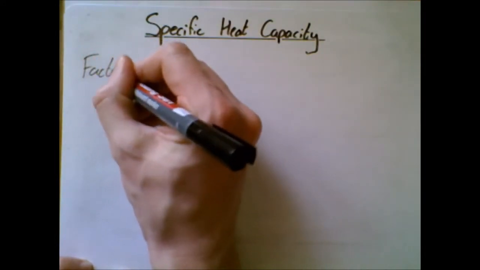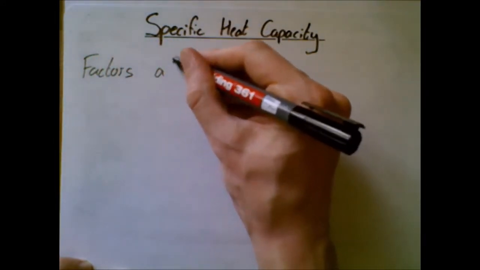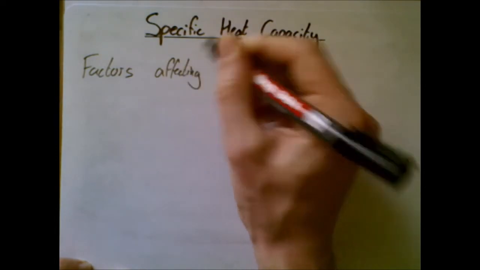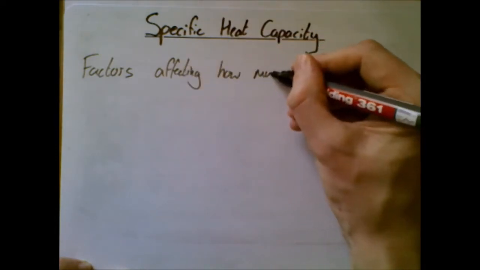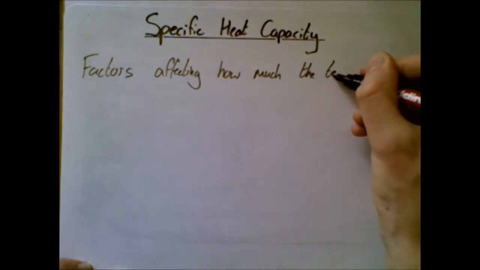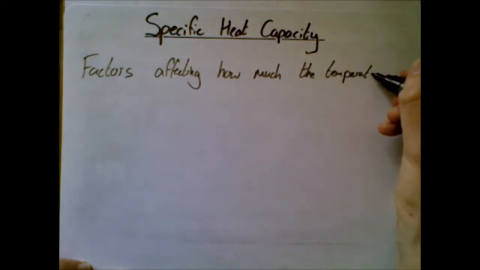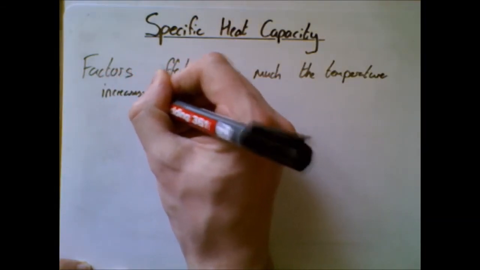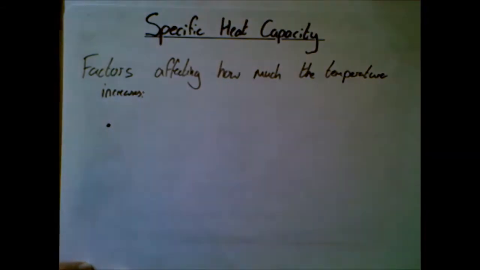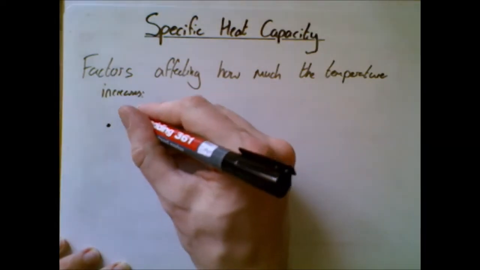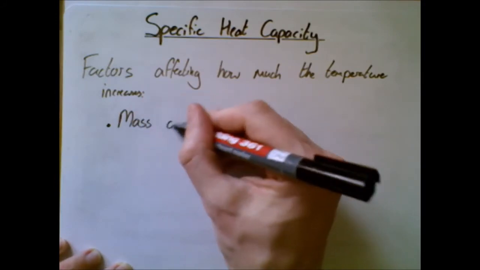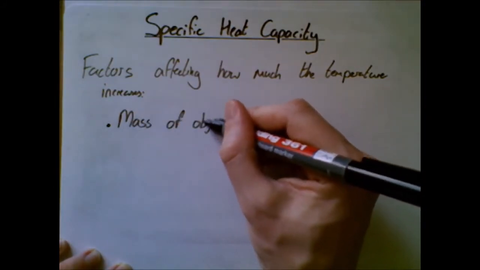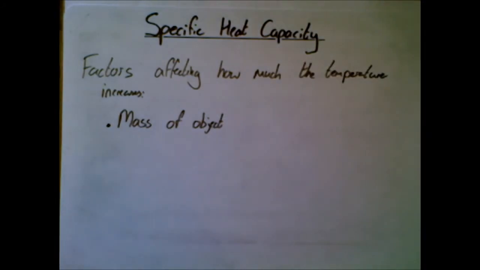So imagine you are heating a substance and we want to look at the factors affecting how much the temperature increases. And there are actually three things which are going to affect how much the temperature increases. Okay, and the first one, as you might expect, is the mass of the object. If you've got a higher mass of object and you put the same amount of energy in, obviously the temperature is going to go up by less.